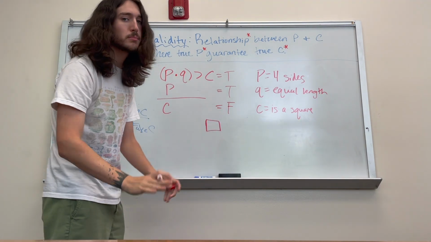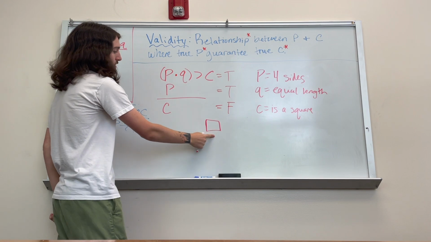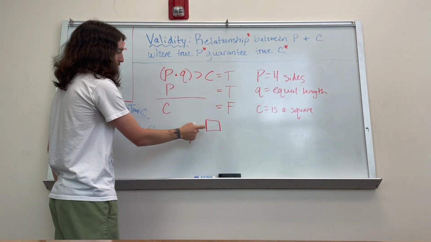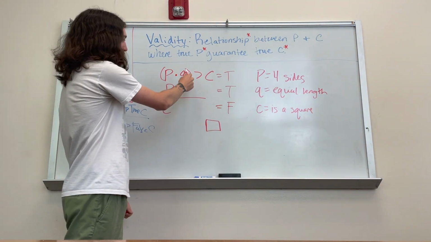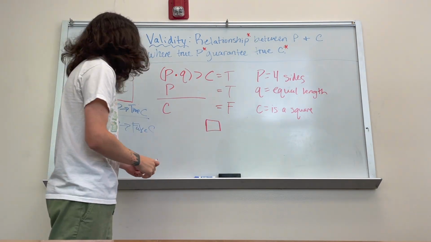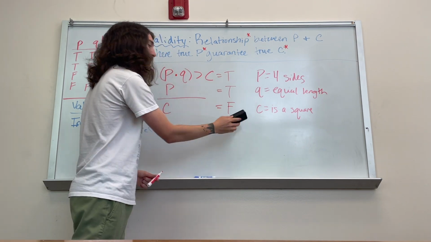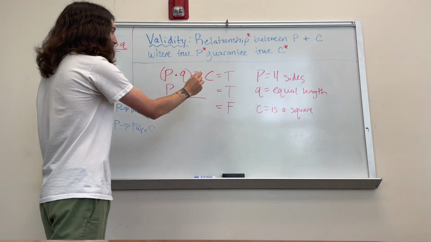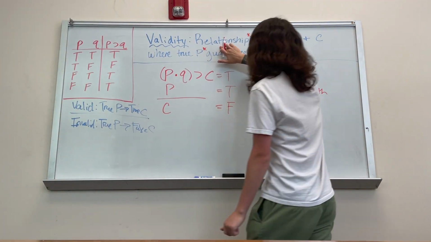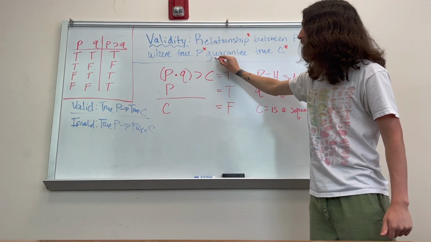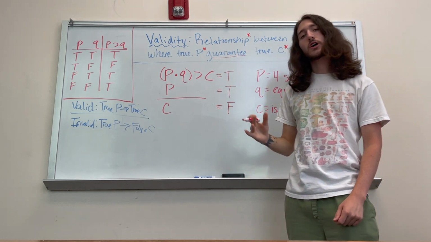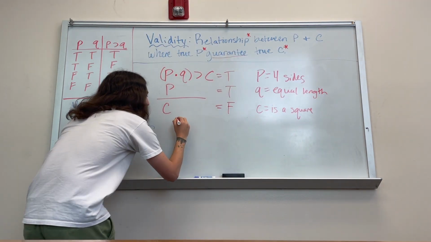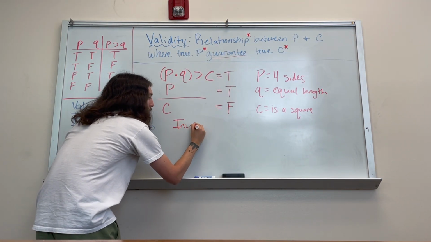On one hand, we could be talking about a shape like this. It's not the best square, but let's say it is one. In this case, P is still true. This shape has 4 sides, and C is true. It's a square. So sure, this argument could be true, but it isn't always. Because we can have a shape with 4 sides that isn't a square. And that's how we know that this relationship does not guarantee a true conclusion. And that's why we know this argument is invalid.